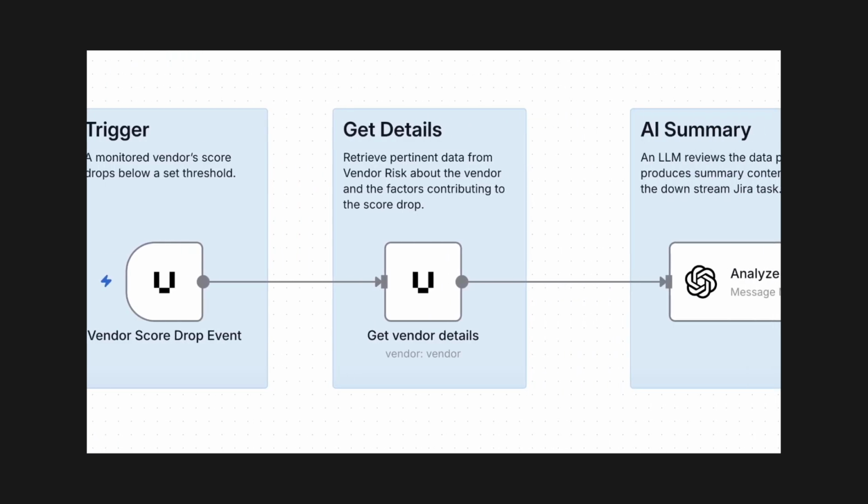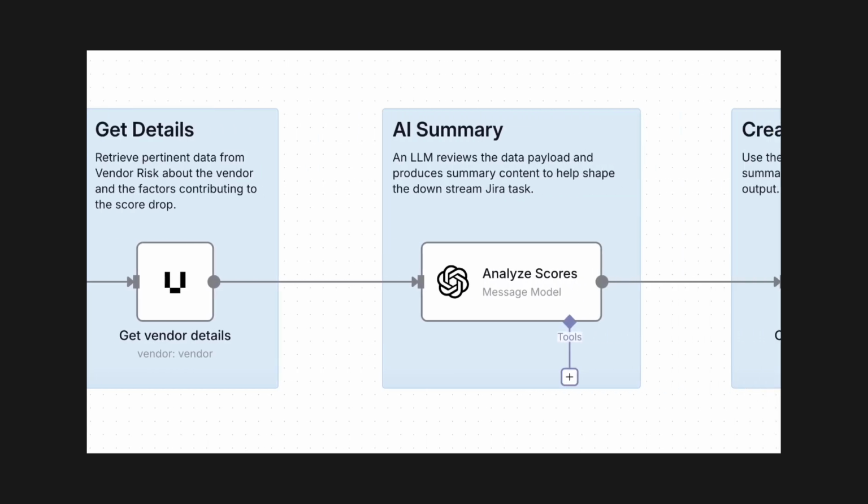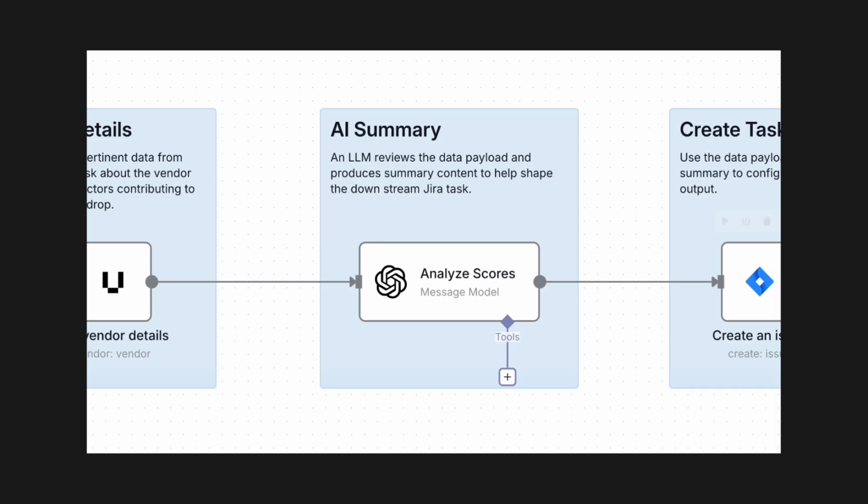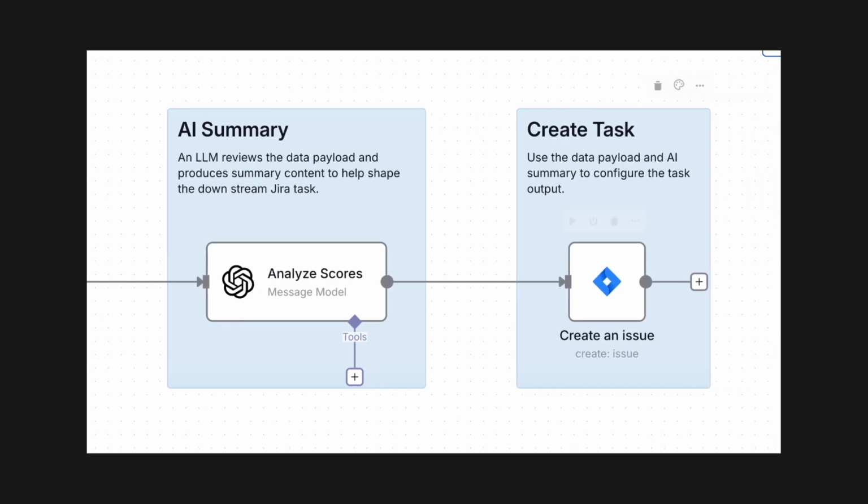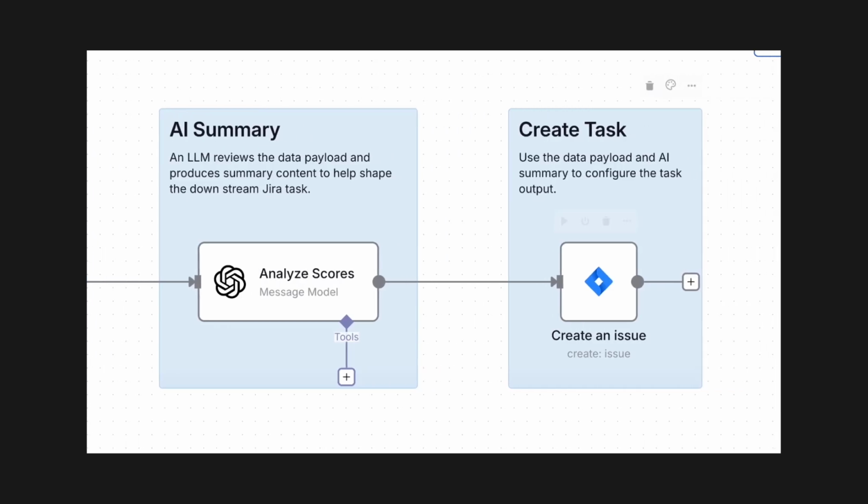Next, Risk Automations collects the relevant information from vendor risk, capturing the context around the score drop, and the data is sent to an AI node. This node lets us connect our preferred organization-approved LLM, ensuring that all data stays completely within the approved and controlled environments. In this case, we're using ChatGPT, but you can connect other LLMs, including Claude, Copilot, and Gemini. From here, the LLM node generates a summary, including all the important context we need to make decisions.